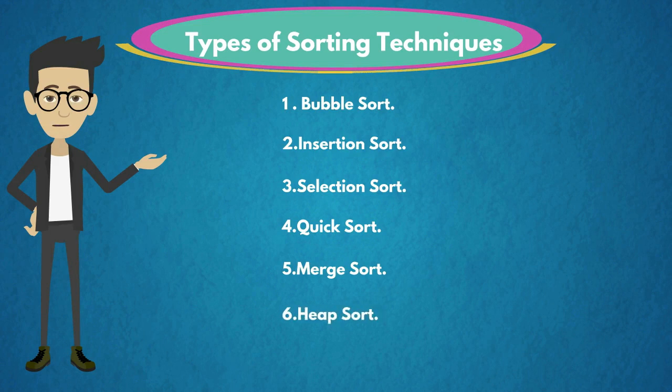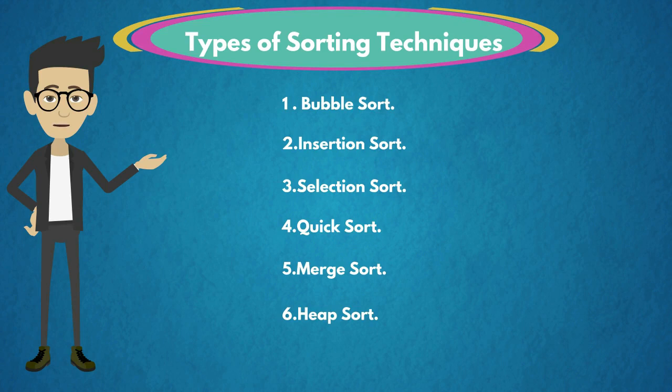And the sixth one, heap sort. A sorting algorithm that works by first organizing the data to be sorted into a special type of binary tree is known as heap sort. Now we are going to discuss in detail about each sorting technique.